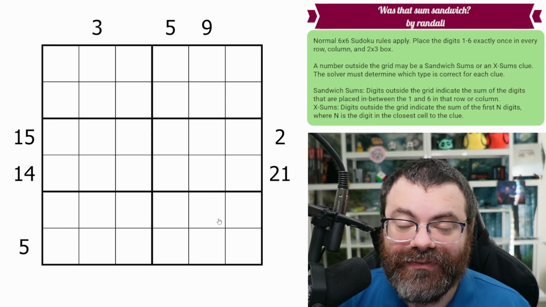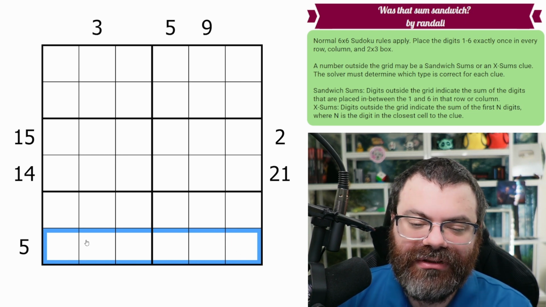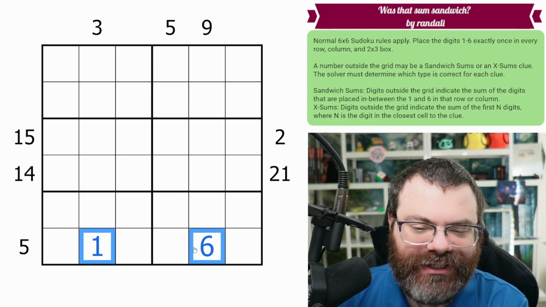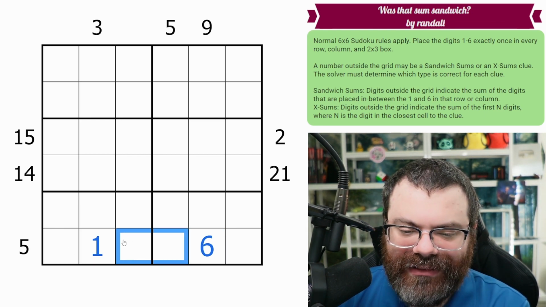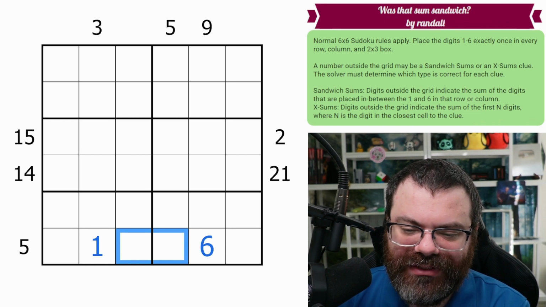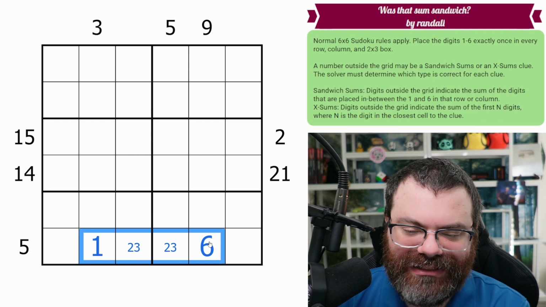And so let's go over the rules for each. Let's say this 5 here was a sandwich sum. What you're doing is you're looking for where the 1 and the 6 end up in the row. Let's say they ended up here for whatever reason. Then you're going to look at the digits in between the 1 and 6. They're kind of sandwiched in between. That's why it's a sandwich sum. And they have to sum to this clue. So in this case, we'd have to do 2, 3. So that would be one way to fulfill this 5 as a sandwich clue.